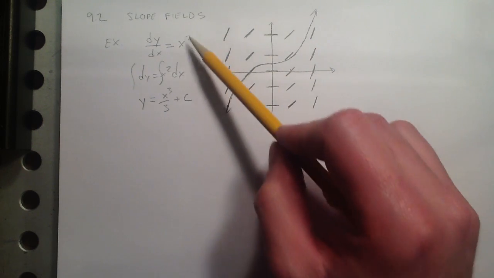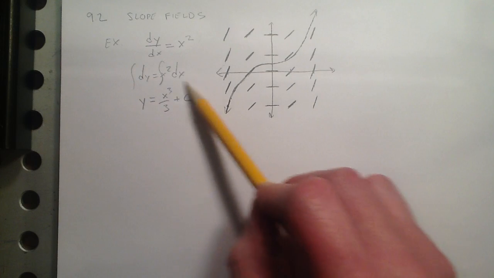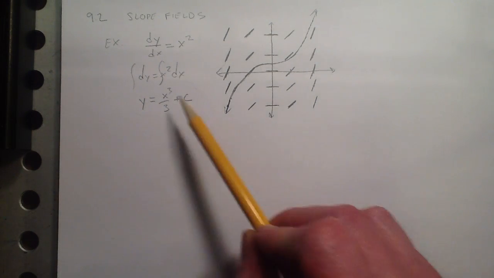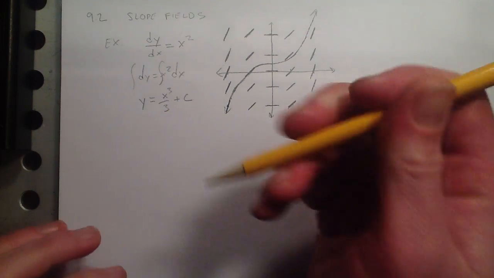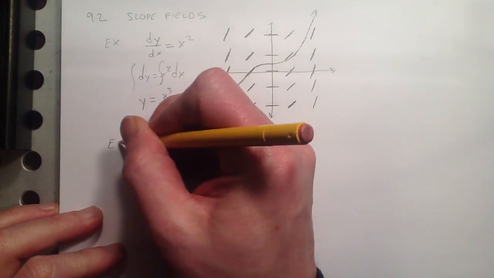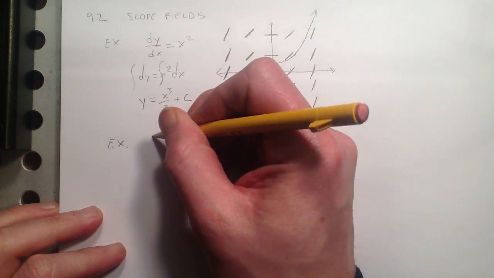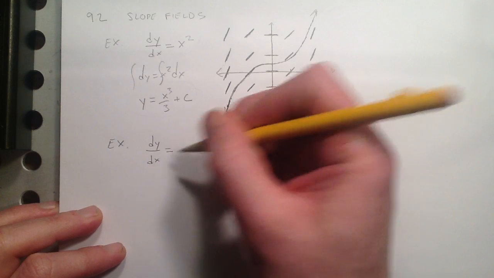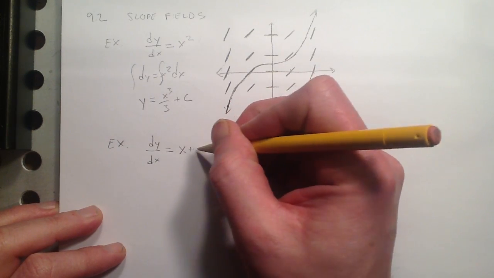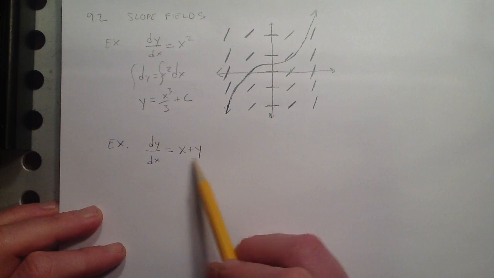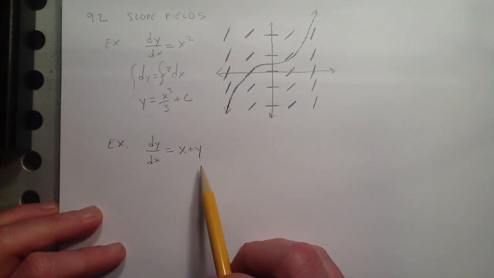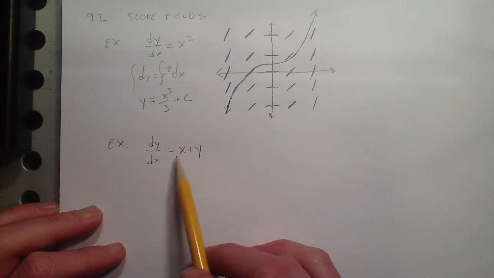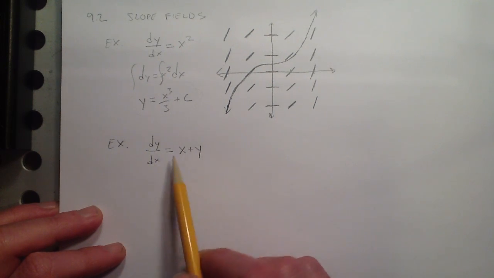So the slope field for x squared looks like this family of curves. Right? Now that was one that was very easy to solve, but sometimes we get slope fields for differential equations that we can't solve because they're not separable. For example, x plus y. No matter how hard we try with the techniques that we have, we can't separate that into y on this side and x on this side by factoring and dividing.